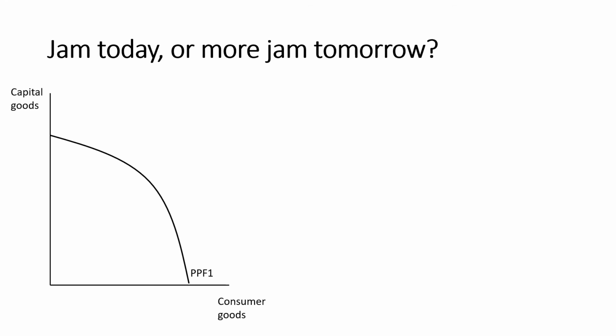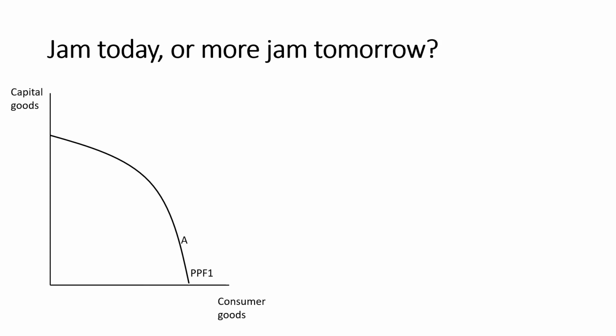So let's look at a situation that economists refer to as jam today or more jam tomorrow. We'll imagine that an economy can produce either capital goods, machinery, other assets and suchlike, or consumer goods. That PPF shows all the maximum possible output combinations of capital and consumer goods that are feasible when all factors of production are fully utilised.